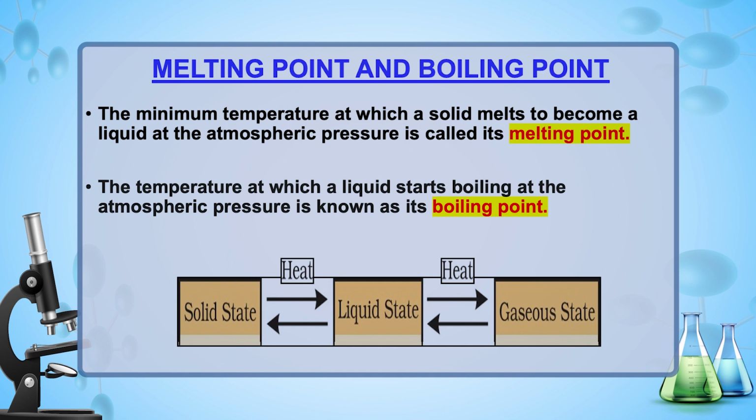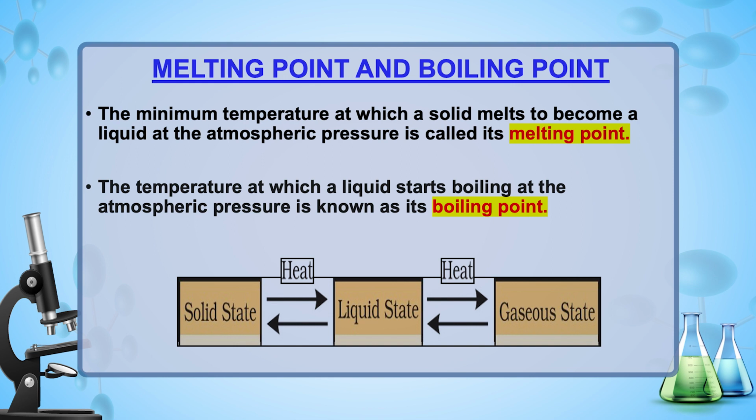Now, let us discuss melting point and boiling point. The minimum temperature at which a solid melts to become a liquid at the atmospheric pressure is called its melting point. For example, the melting point of ice is 273 Kelvin or 0 degree Celsius. The temperature at which a liquid starts boiling at the atmospheric pressure is known as its boiling point. For example, the boiling point of water is 373 Kelvin or 100 degrees Celsius.